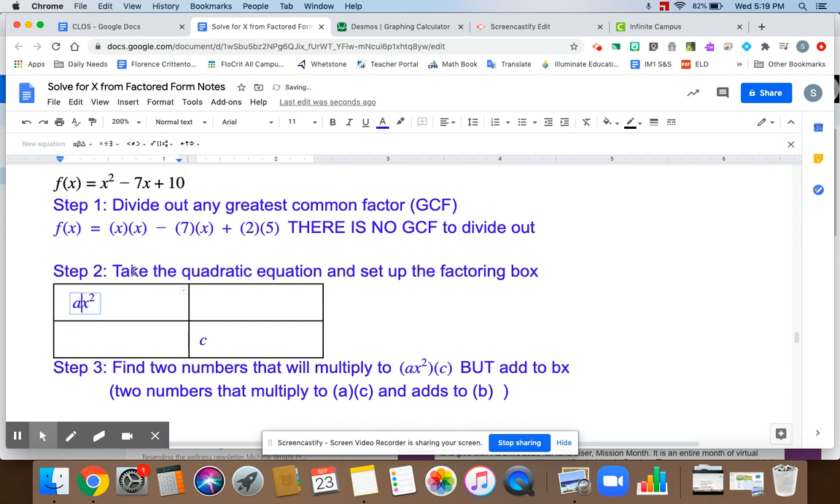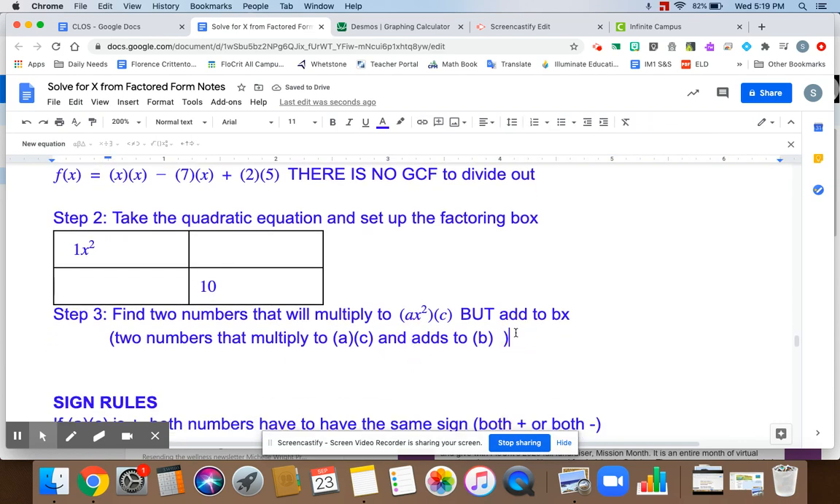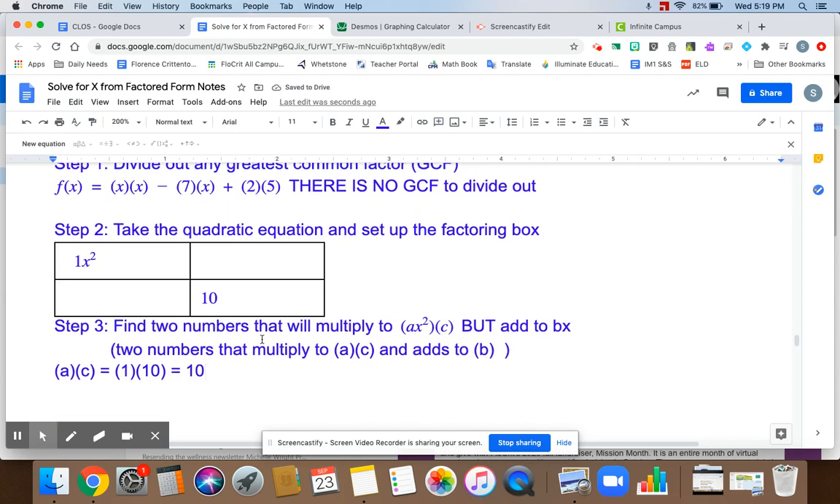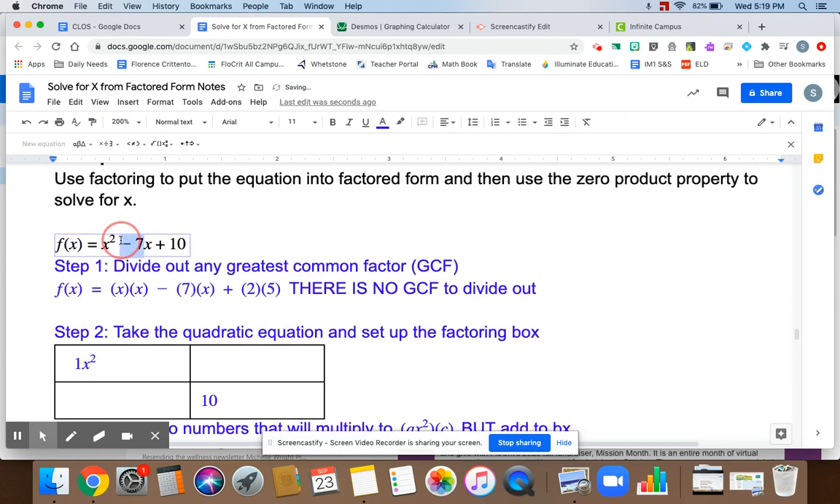So the ax squared goes here. Remember, if there's no number in front of that x squared, it's just a 1. And then the c, the number at the end, is what? 10. All right. So I need 2 numbers that multiply to a times c. And a times c right now, a is what? 1. And what is c? 10. And 1 times 10 is 10. So I'm going to need 2 numbers that multiply to 10, but add or subtract to the b. And the b right now in this equation is -7.